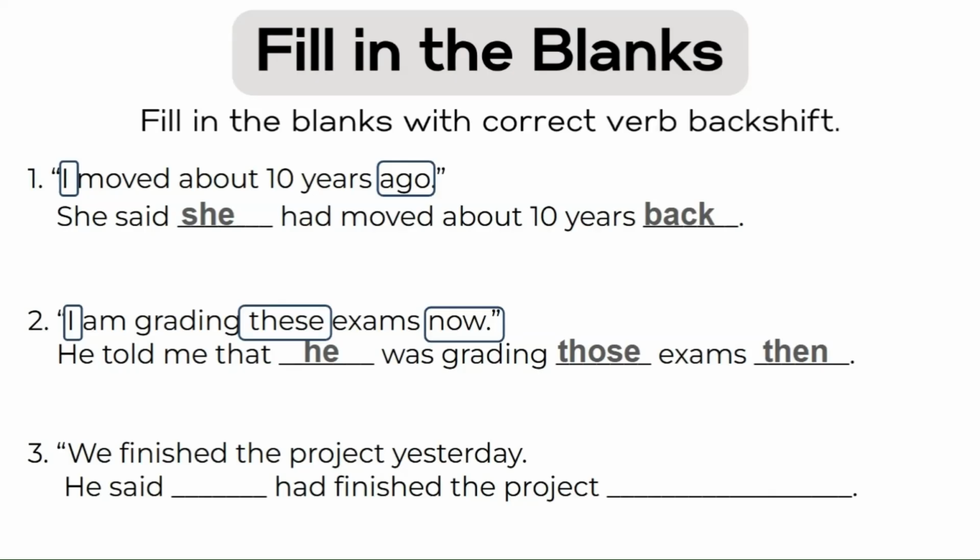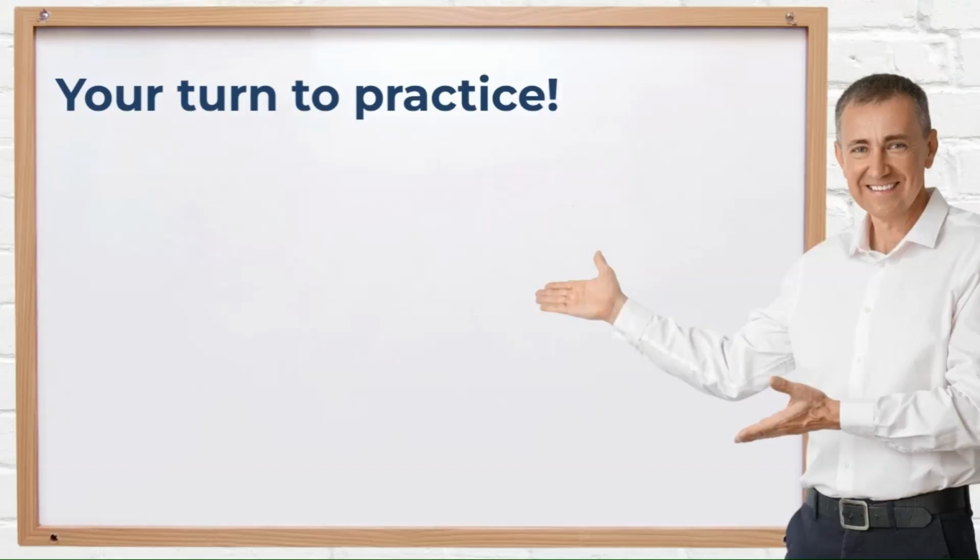And number 3, the pronoun and the time marker are we and yesterday. So our correct answers should be they and the day before. He said they had finished the project the day before. These are tough, but this is advanced English. And if you can do this, you really begin to develop true fluency.